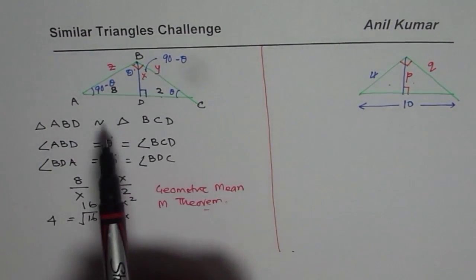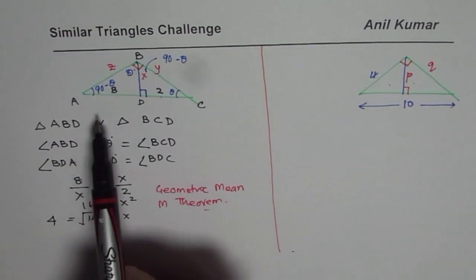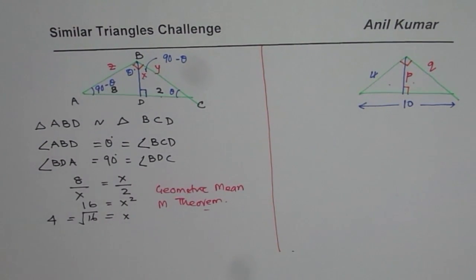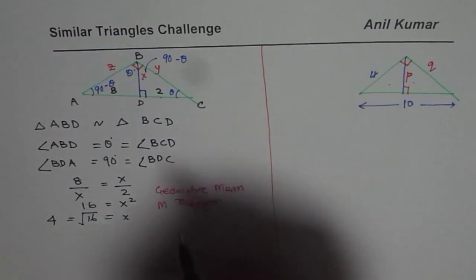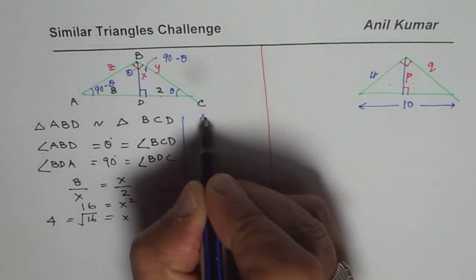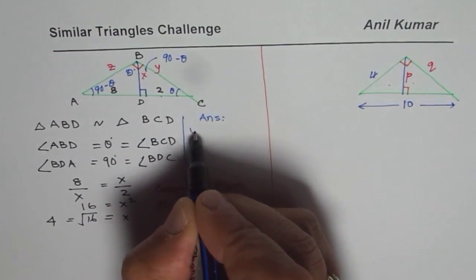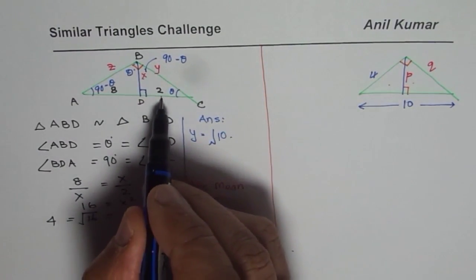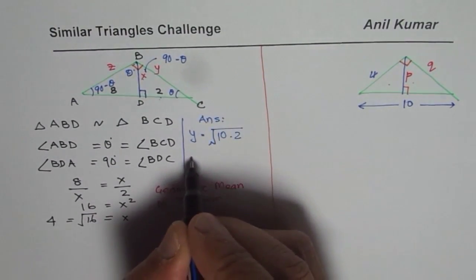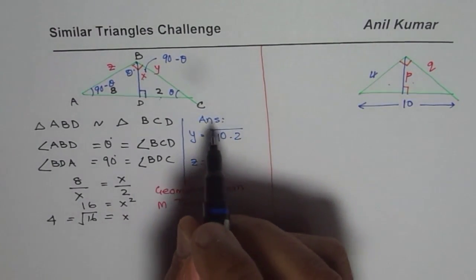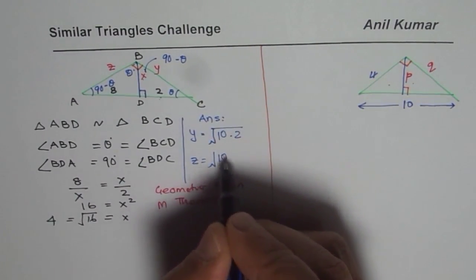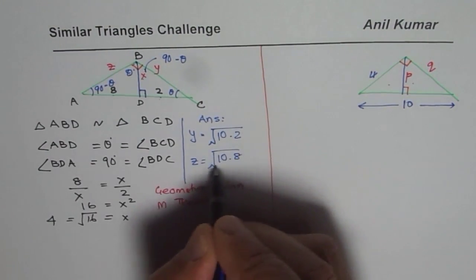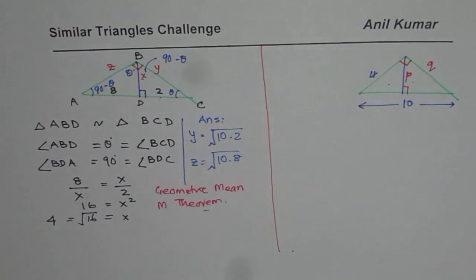Similarly, we can find what y is. y is the square root of the complete length times 2, and z is the square root of, so those are the answers, right? But you have to see these answers after you solve them. So I can give you the answers here. y is the square root of the total length 10 times 2, and z will be equal to the square root of the total length 10 times the corresponding side, which is closer to z, which is 8. That means the square root of 80. So these are the answers for the first one.